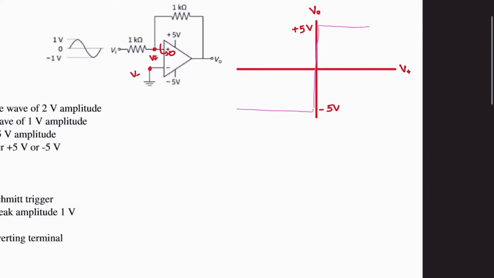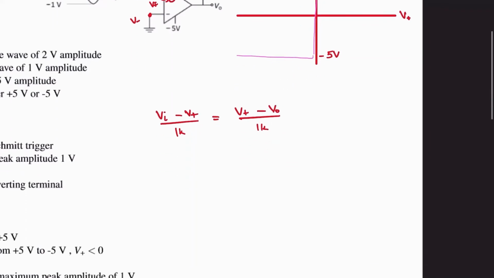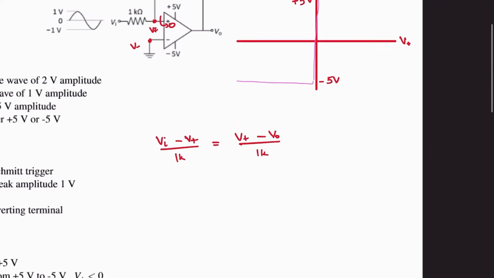So we can also write a KVL at the V plus node as (Vi minus V plus) by 1 kilo ohm is equal to (V plus minus V0) by 1 kilo ohm. Now input current is equal to the output current, right? And this of course gives us that V plus is equal to (Vi plus V0) divided by 2.